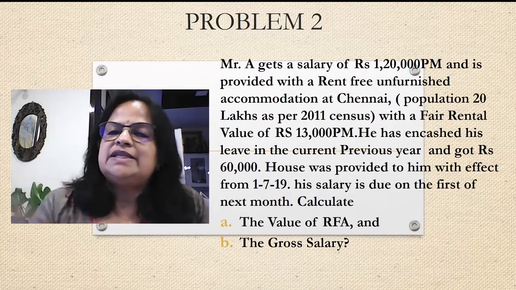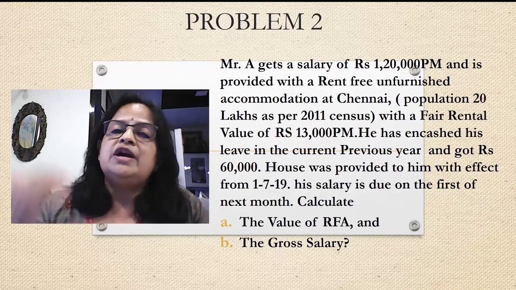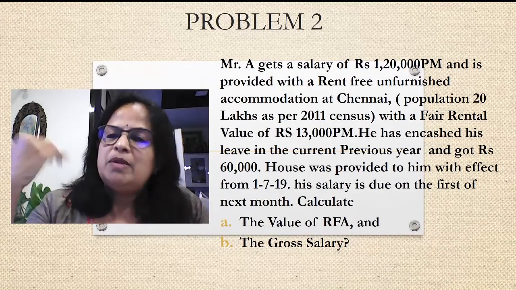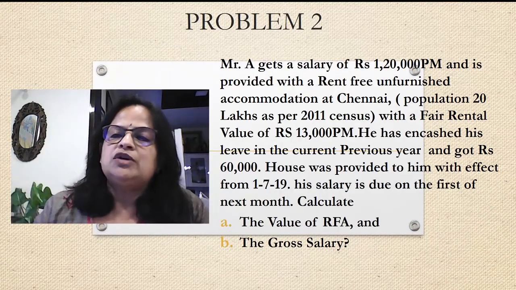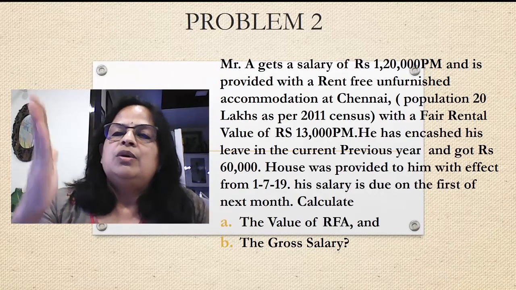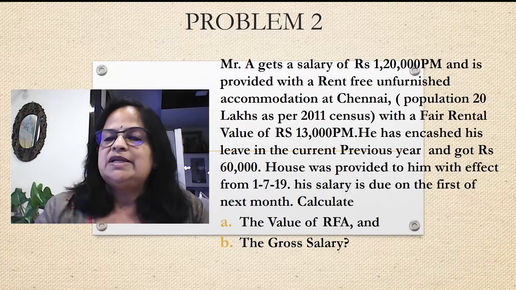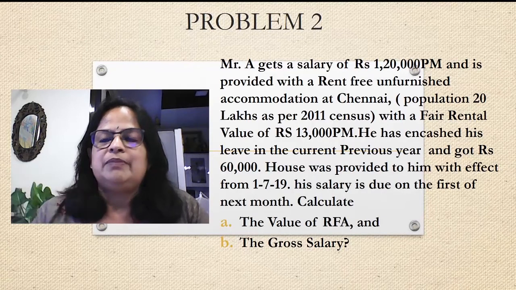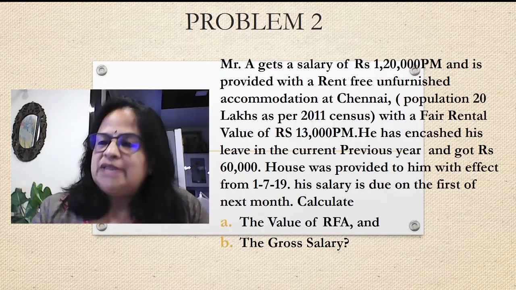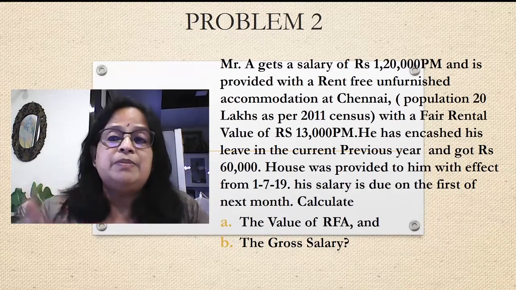Now coming to the second problem. Mr. A gets a salary of 1,20,000 per month and is provided with a rent-free unfurnished accommodation. The first problem was furnished accommodation. This is unfurnished, so we are not adding the cost of furnishing. Population 20 lakhs as per the 2011 census. City A, City B, City C. Now you know which city it will come in. Exceeding 25 lakhs, it comes in City A. Exceeding 10 but less than 25, it comes in City B.